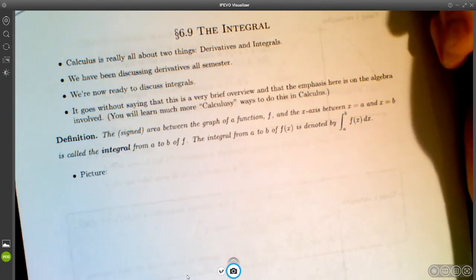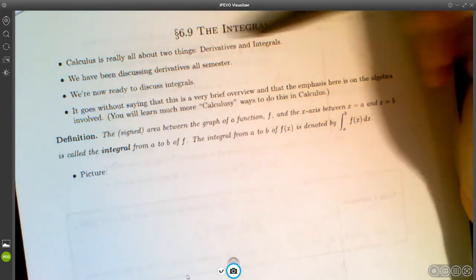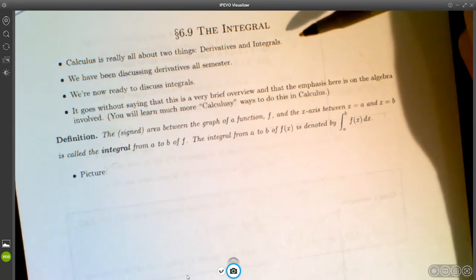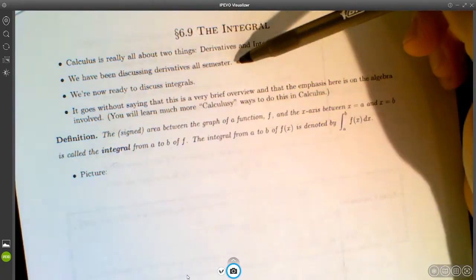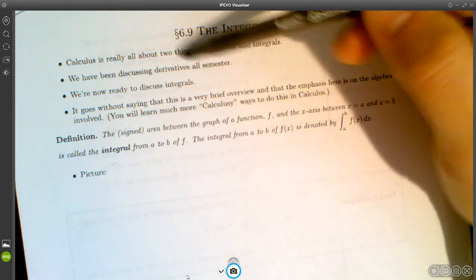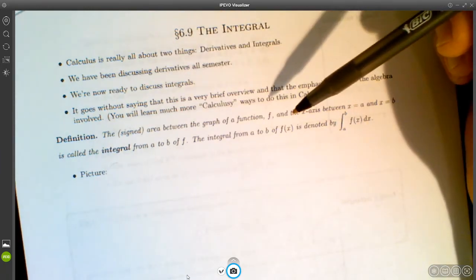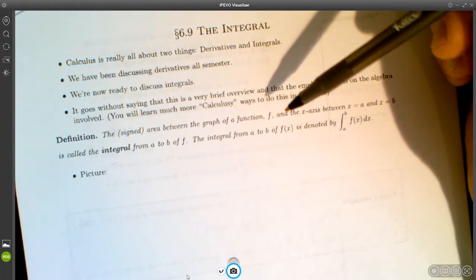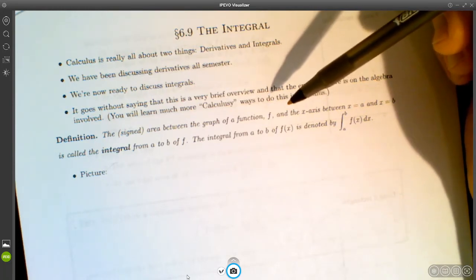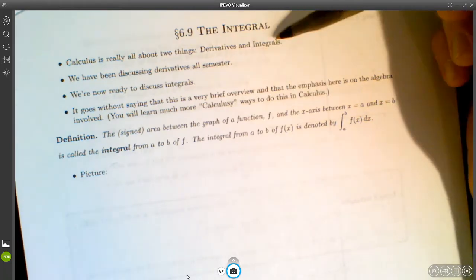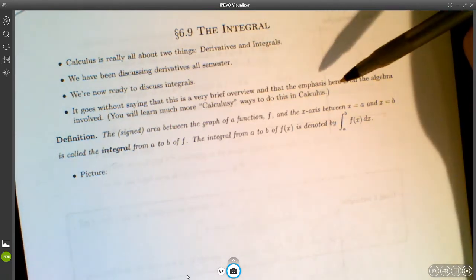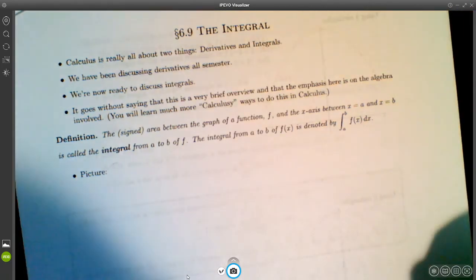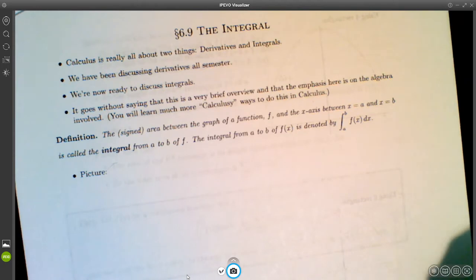So integration is a big topic in calculus, right? Calculus is really about two things, derivatives and integrals. And we've been discussing derivatives all semester. We haven't talked about the calculus involved with derivatives. We really only talked about the algebraic manipulations. But hopefully you're well prepped now for derivatives when you get to them in calculus. But I did want to take some time and briefly introduce the idea of the integral to you, so that you're not completely blindsided by it when you get to calculus.